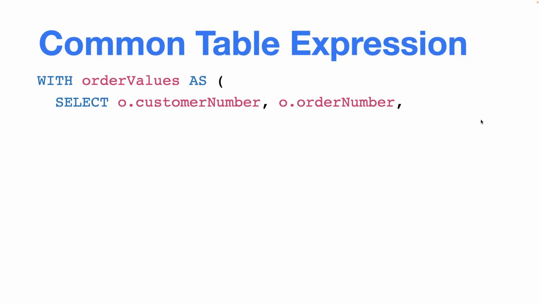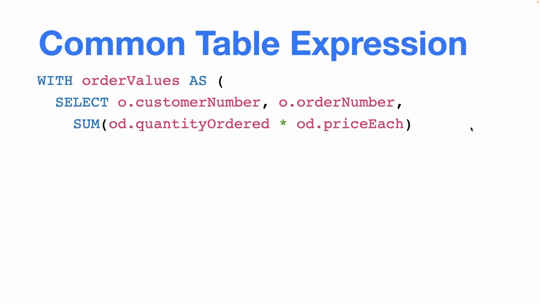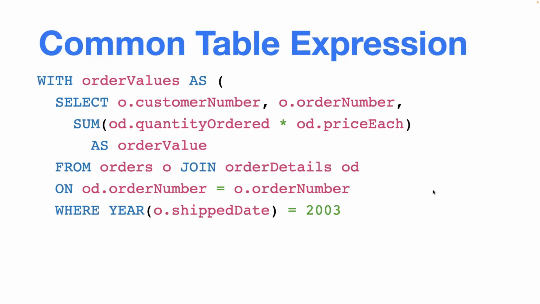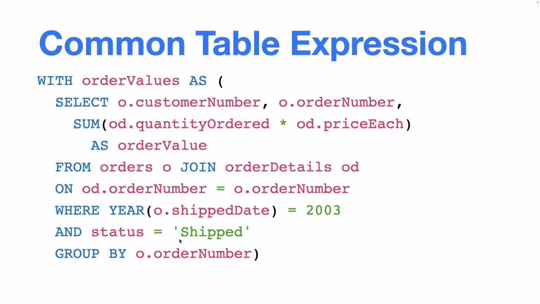So let's just recap that. That was a lot going on there. So first we created a common table expression called order values, where we selected the customer number, order number, and then we also selected the total order value, by taking the sum of the quantity ordered multiplied by the price each for each row in the order details column. So we had to join the orders table with the order details table, and we joined them on the order number. And we only looked at the orders where the ship date was 2003, the year of the ship date, and the status of the order was shipped. And we grouped them by order number because for each order we wanted to get the total order value.